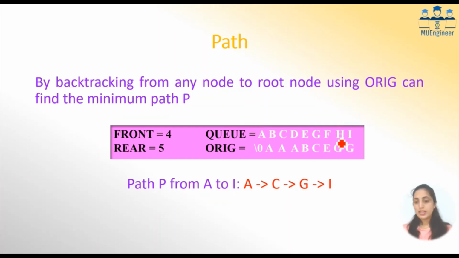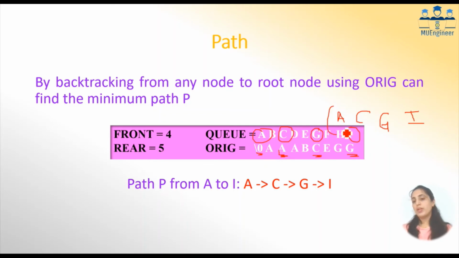So what we are doing is, I will first go to I and write down I, then I will find its origin. Origin is G. So then I'll write down G. Then I go to G and I find its origin, that is C. So I write down C. Then I go to C and find its origin, that is A. So I write down A. Now I go to A and find its origin, which is null.